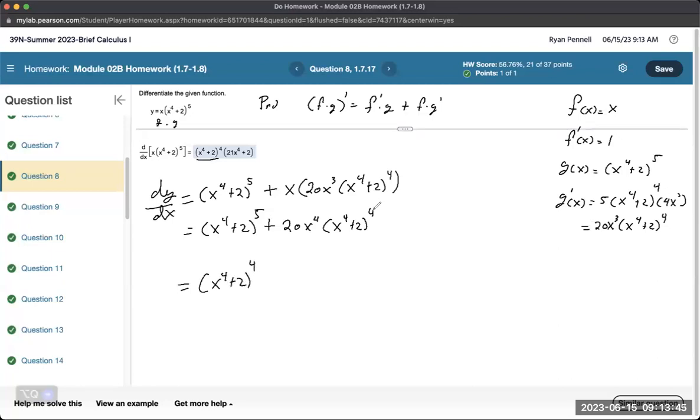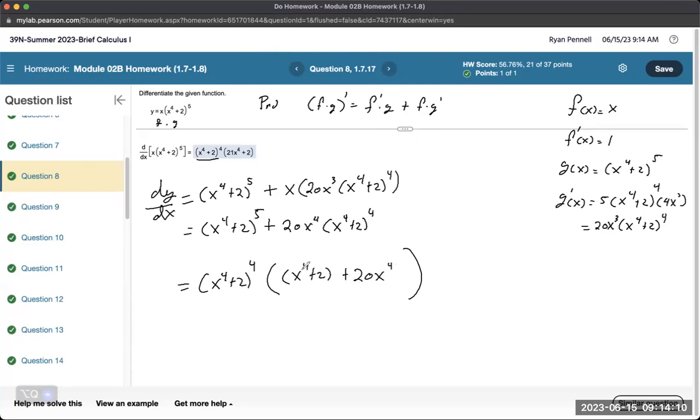This has a 5, this has 4, so you can factor that out. What did we leave behind? We left behind an x to the fourth plus 2, and we left behind a 20x to the fourth. I'm like double parentheses here. It's getting kind of wild. Maybe too many parentheses. That's a little better.